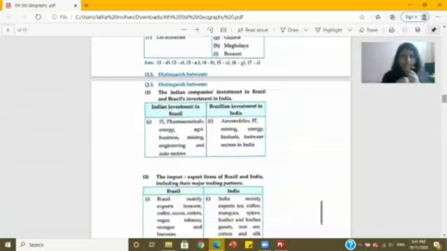First question, the Indian company's investment in Brazil and Brazil's investment in India. So the first column is Indian investment in Brazil. First point, IT, pharmaceutical, energy, agribusiness, mining, engineering, and auto sectors. And for Brazilian investment in India, we have automobiles, IT, mining, energy, biofuels, footwear sectors in India.